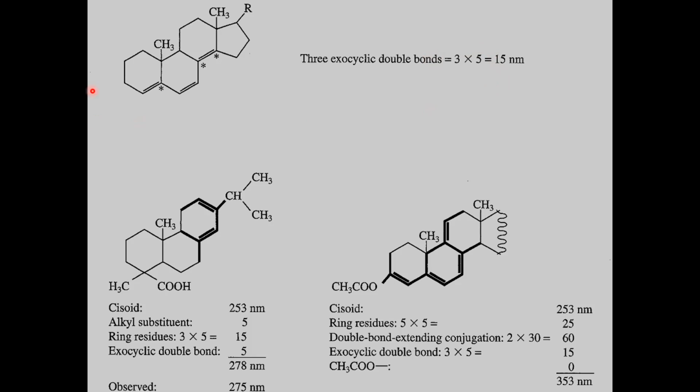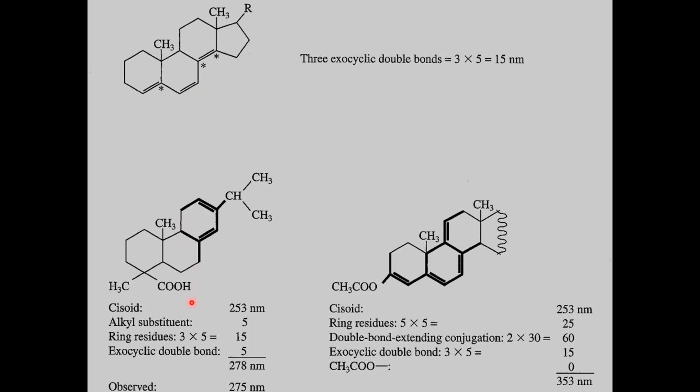When we want to calculate the wavelength of maximum absorption, we have a heteroannular diene at 214, and we also have ring residues 1, 2, 3, 4, 5, in addition to an extended conjugation to the parent diene. You can calculate the wavelength of maximum absorption yourself as training.